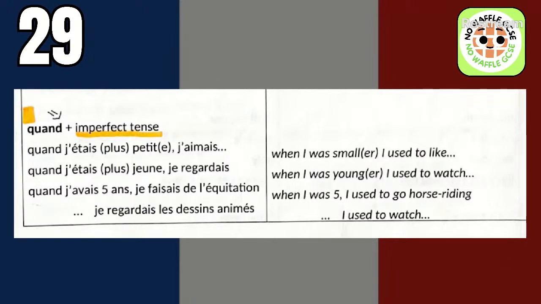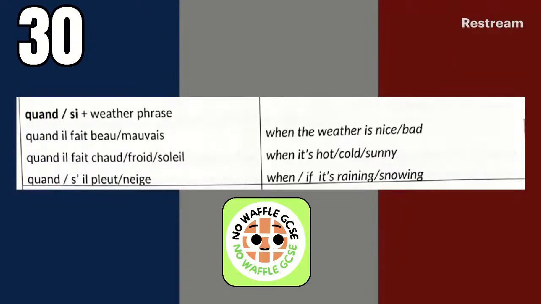Lorsque is another one. Yeah, well done, Ishan. Quand plus imperfect tense. This is what's used as well. Quand j'étais plus petit, quand j'avais 5 ans, etc. These are used a lot more as well. So yeah, lorsque is another one to use. Probably much better, a higher mark one. Okay, moving on to the next one.